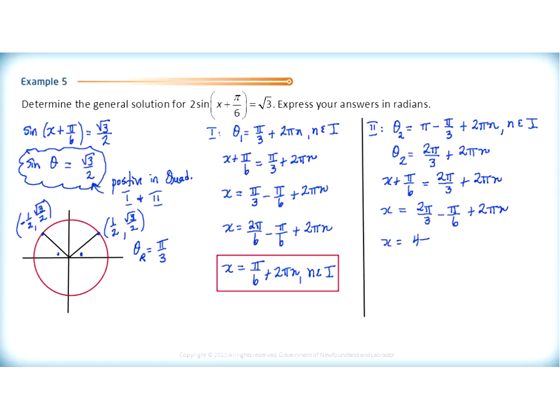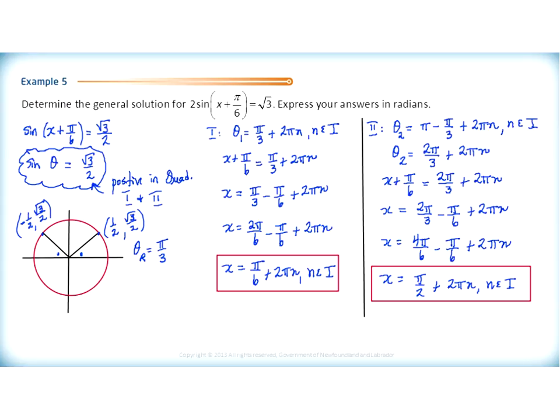Common denominator is 6, so we have 4 pi/6 minus pi/6 plus 2 pi n. So x is equal to 3 pi/6, which is the same as pi/2, plus 2 pi n, where n belongs to the set of integers. And this represents the general solution that satisfies this equation.